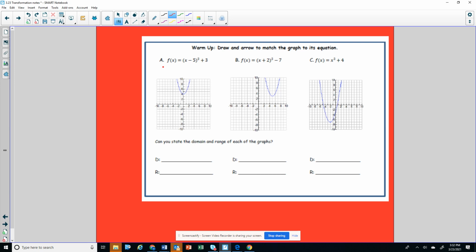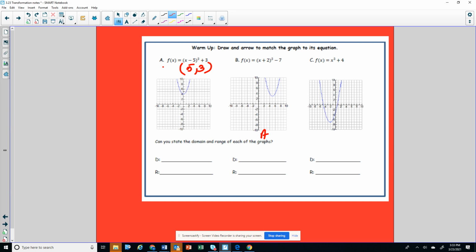So let's look at A. The vertex for A is (5, 3). That is the vertex. Remember, you change the sign of the number inside of parentheses. Now, which graph has a vertex of (5, 3)? Well, you can see that is the second graph. So this is the function A.